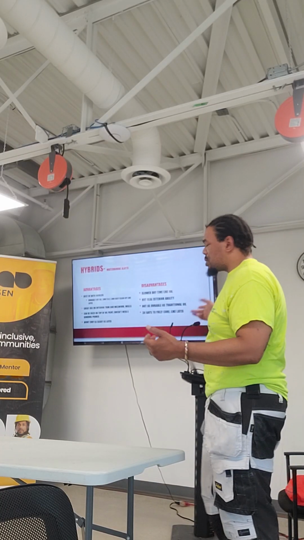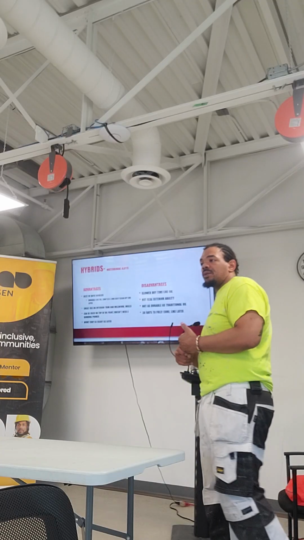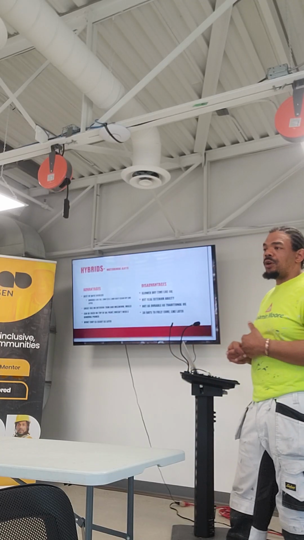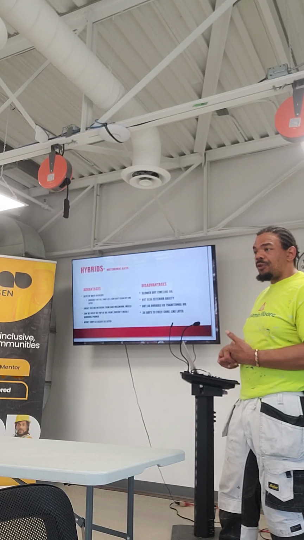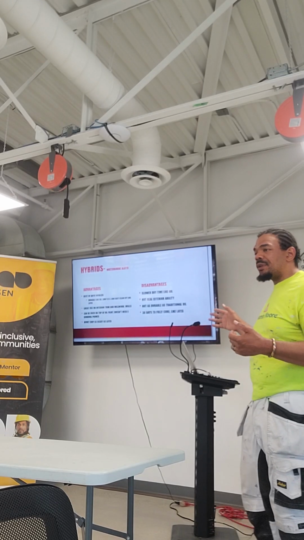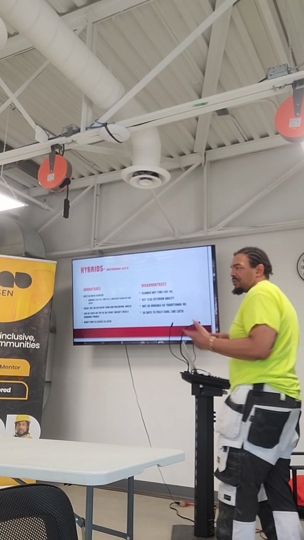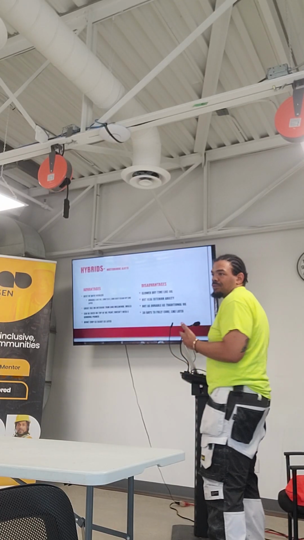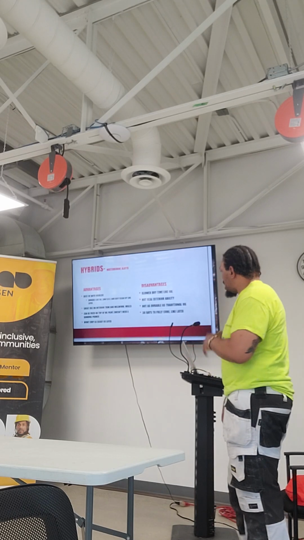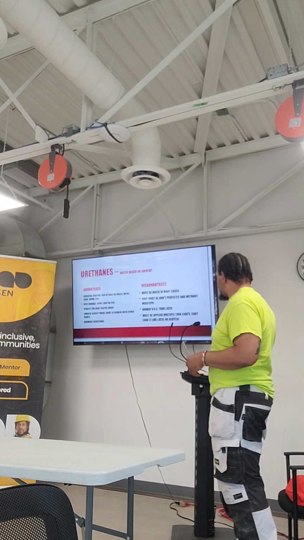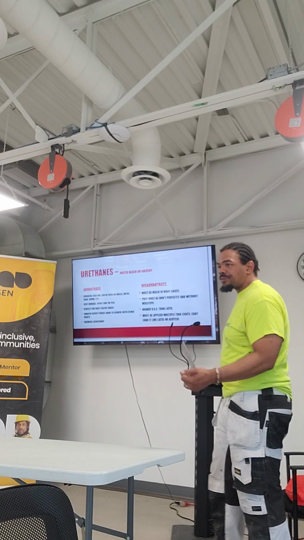So you can use this on baseboards that have been painted with oil before. You can use this on varnished and stained trim instead of having to use a bonding primer for it. So there's a lot of benefits to using these products. It's really one of the best innovations in our industry. So we talked a little bit more about hybrids, and we'll go into urethanes.